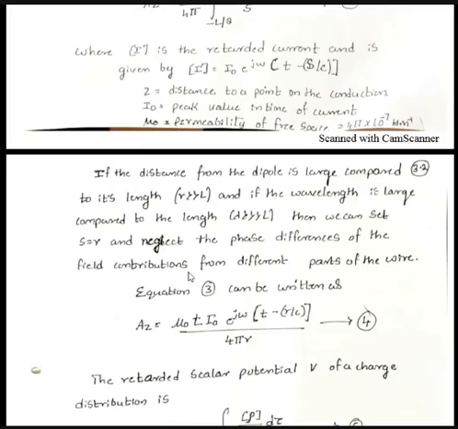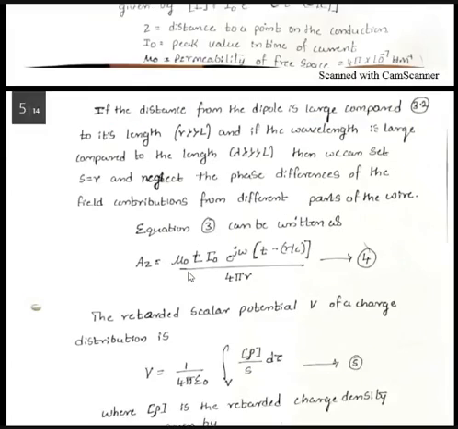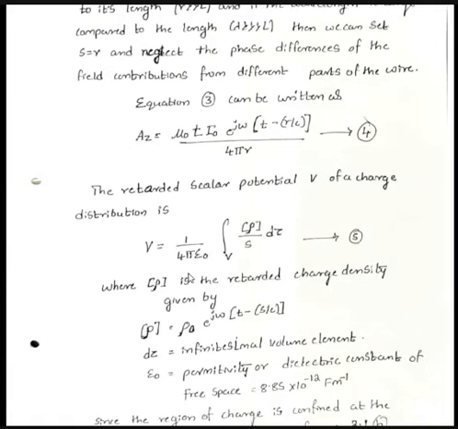The operating wavelength is also very large compared to the length L here. Then S is equal to R, and you have to neglect whatever phase differences we have from the different parts of the wire. Then we will have a smooth angle, sorry, the retarded scalar potential V of the charge distribution.